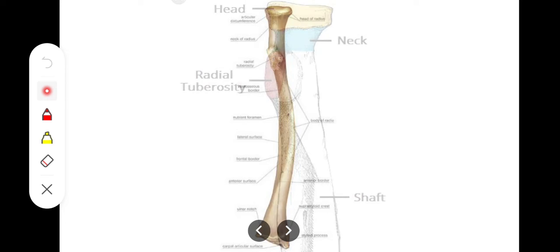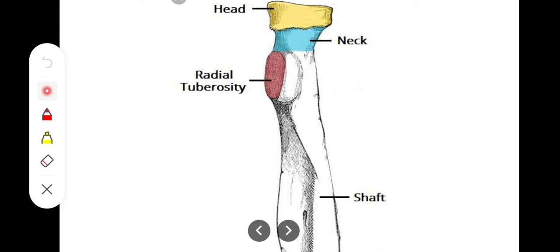Okay, so if we talk first about the head, the head has hyaline cartilage and a ligament around it, right? And this head is basically going to be contacting the radial notch of ulna, which we will see later, and that radial notch will be forming the superior radio-ulnar joint with the head of the radius, right? And below the head we have the neck, right? And below the neck we have the radial tuberosity, which comes in contact with a notch on ulna, right? So these are the features of the upper part of the radius bone.